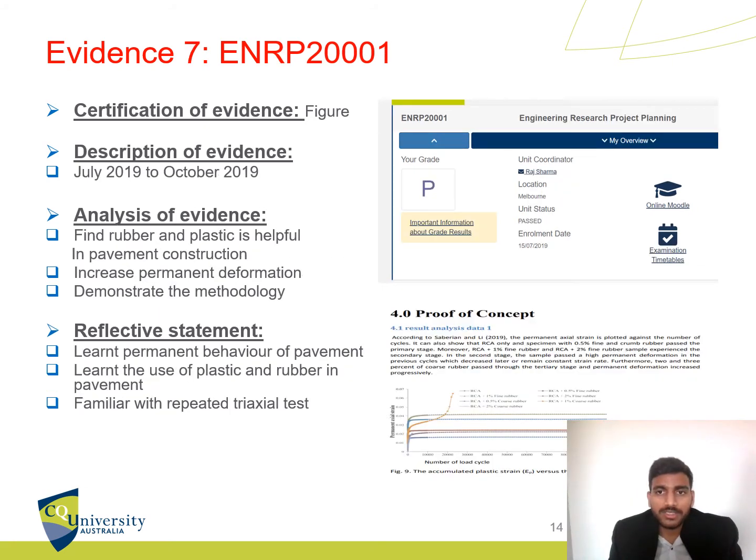So this is the evidence for the engineering research project planning unit. As you can see on the screen, I passed this unit, and also as you can see in the second picture, this is the result for permanent deformation. Also I found that rubber and plastic are very useful in pavement construction as base and sub-base layers. Also they increase the permanent deformation value, and also demonstrate the whole methodology is very useful in pavement as well. After completion of this unit, I learned about the permanent deformation of pavement. Also, I learned the use of plastic and rubber, and I am also familiar with the repeated triaxial test.